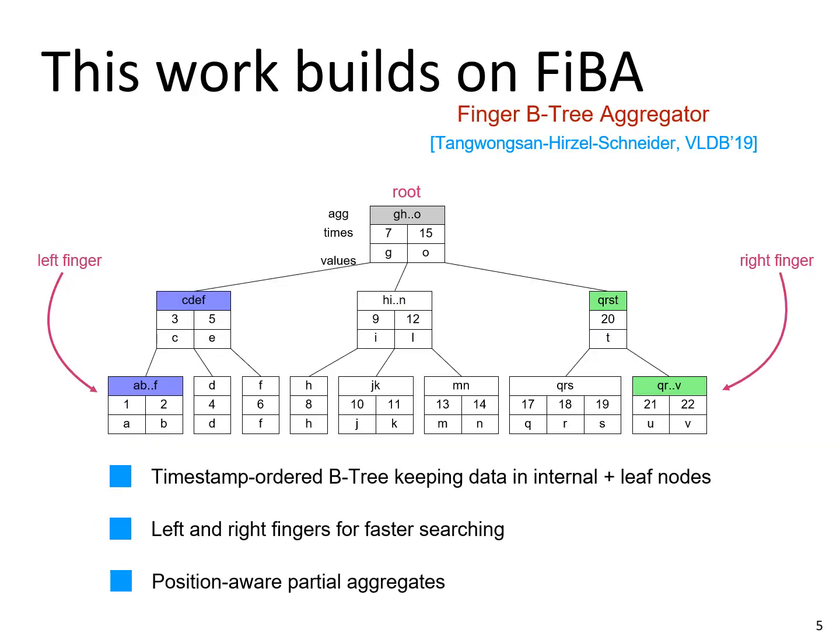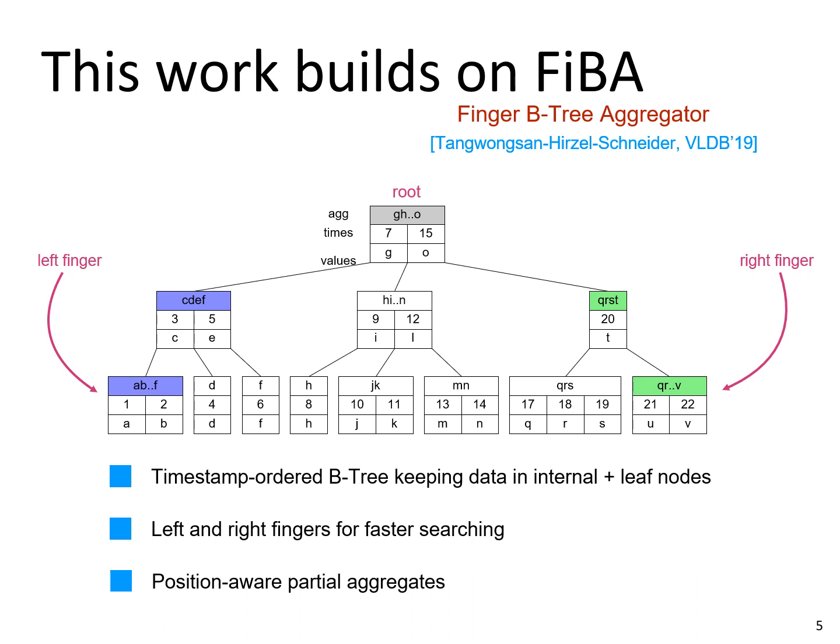So let me briefly recap the data structure of FIBA. It's called FIBA because it stands for Finger B-Tree Aggregator. So in other words, we have a B-tree with keys and values. In addition, every node also stores an aggregate. And then there are fingers, which are just pointers to the oldest and the youngest leaf.